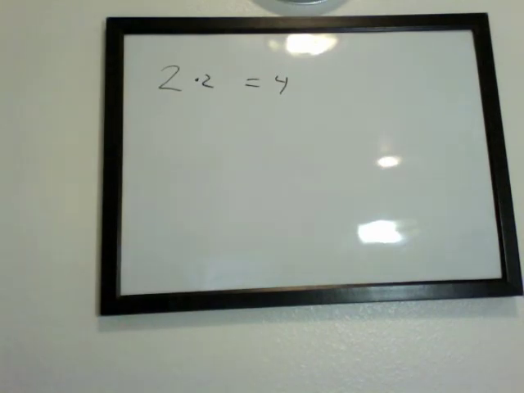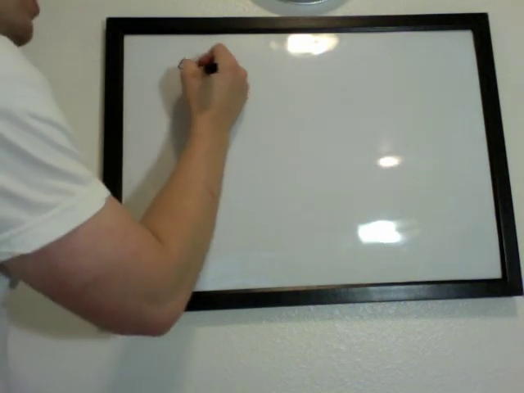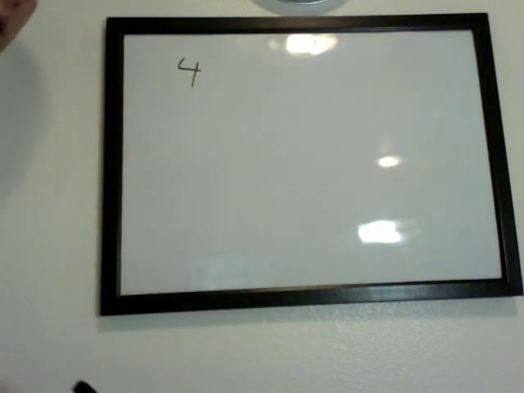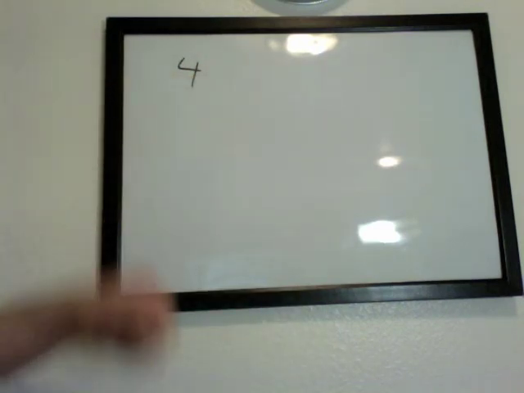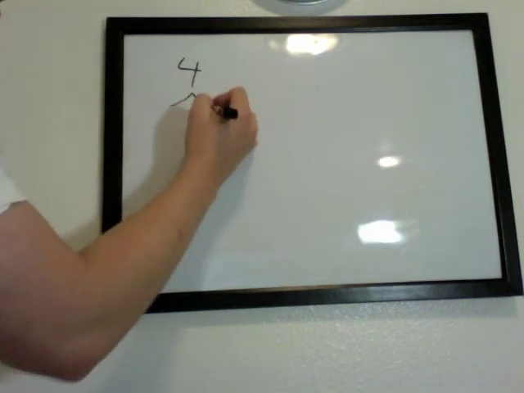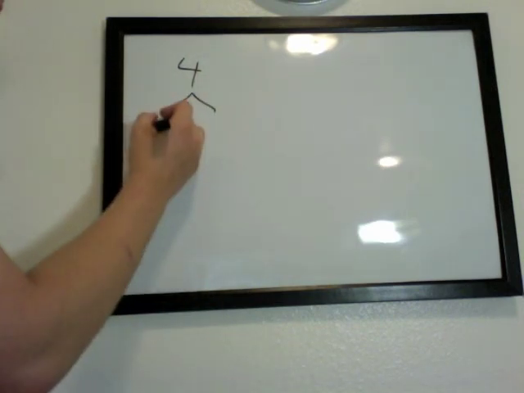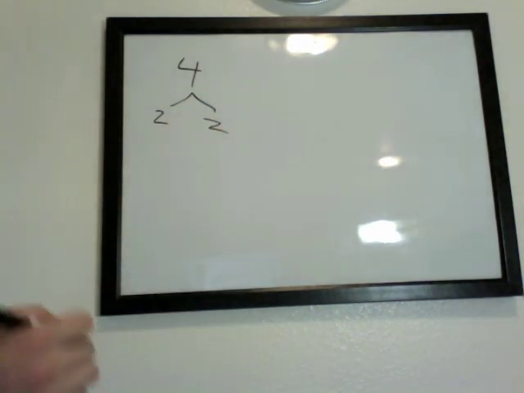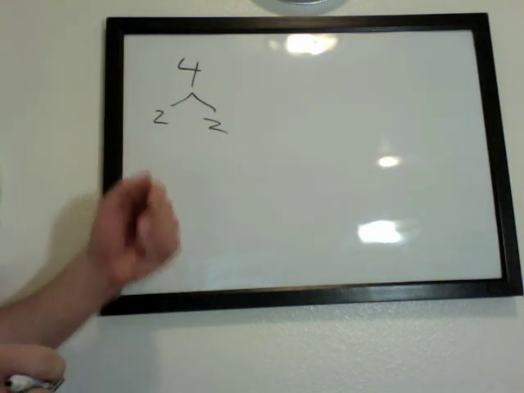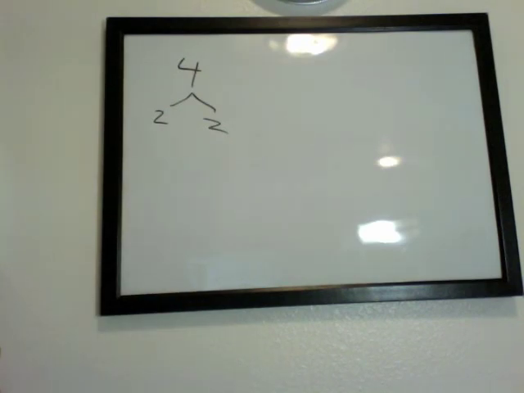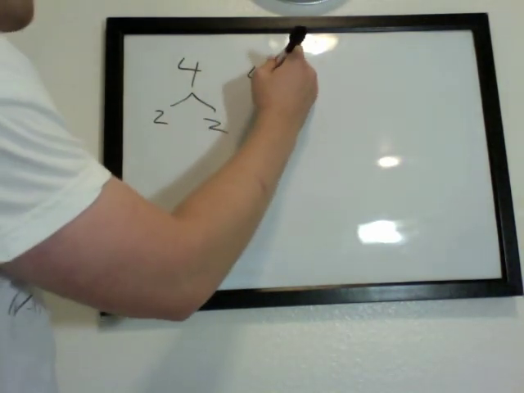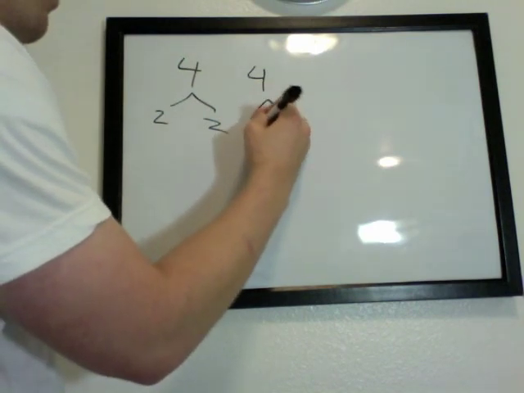Now, what if you just had the number 4, and you were trying to find the numbers that go into 4? So two numbers that go into 4. I would say 2 and 2. I just told you that, and you should probably know that. So, what other ways can we factor this? Find the prime factors of this. Well, we could say 4 is also 1 and 4.